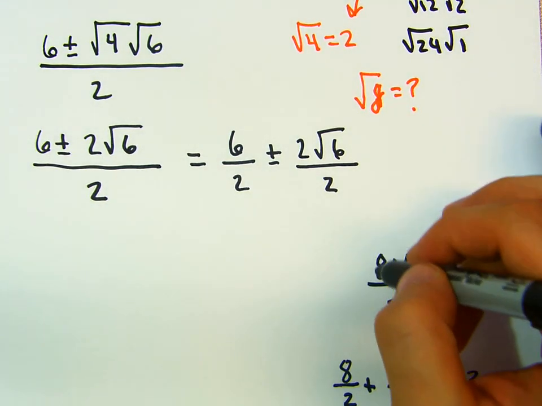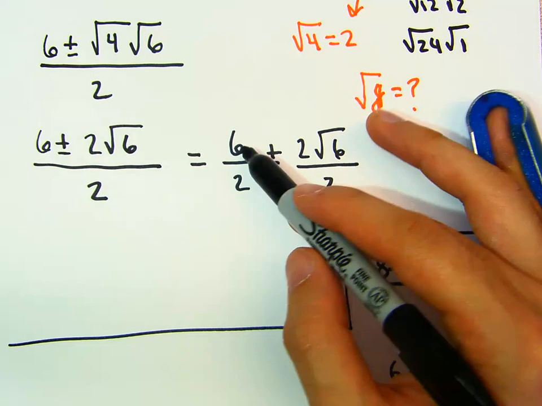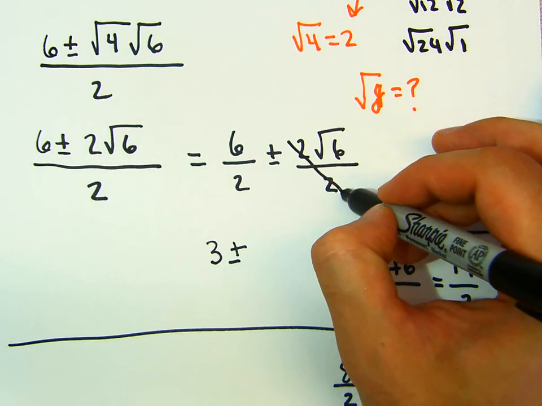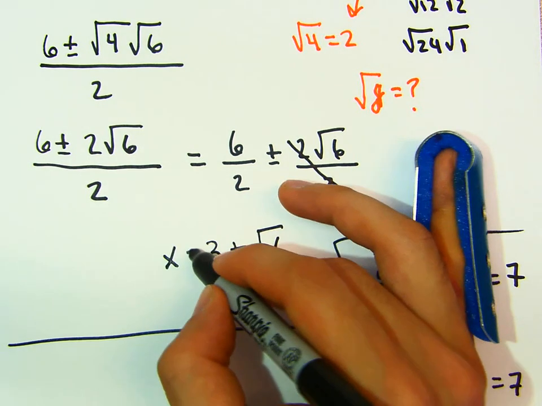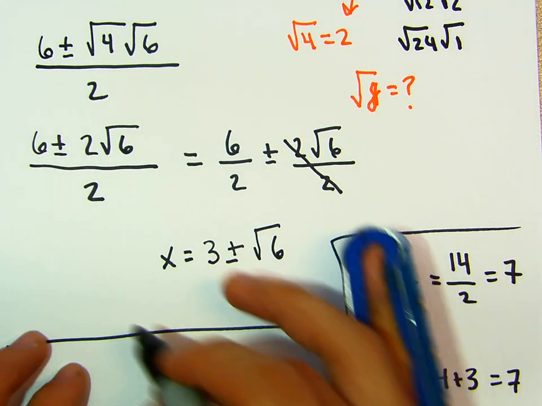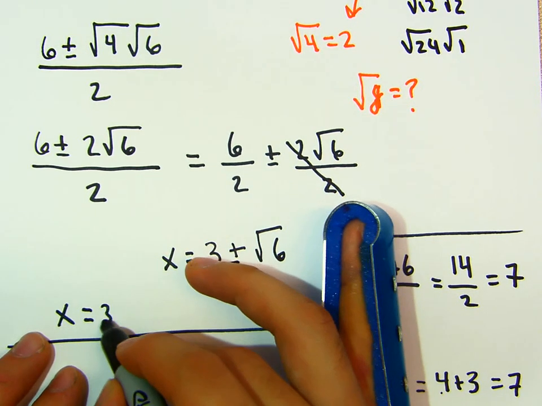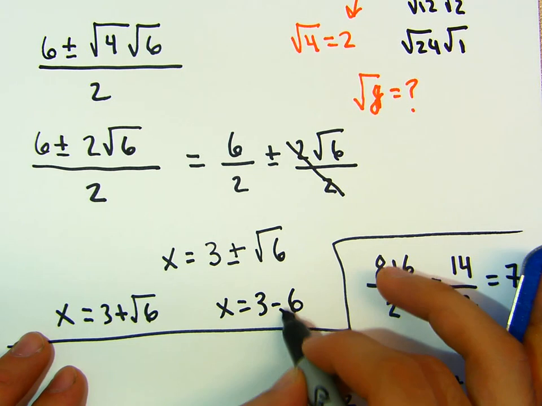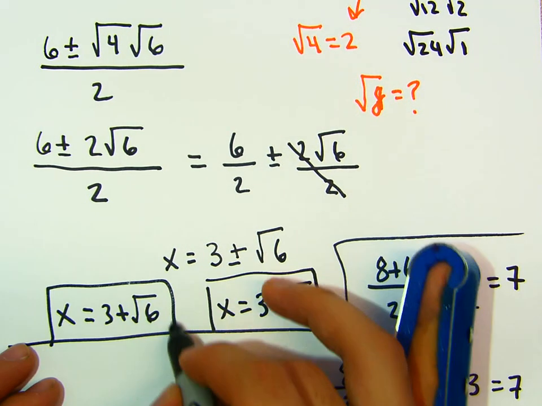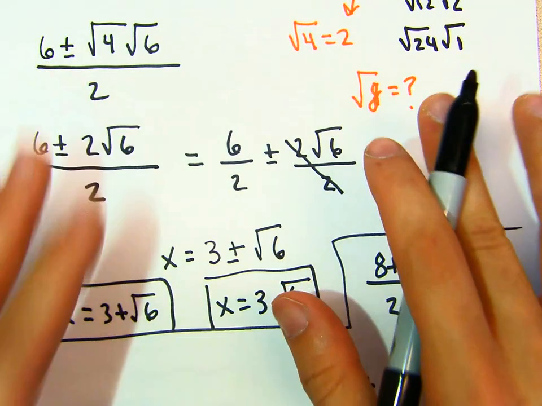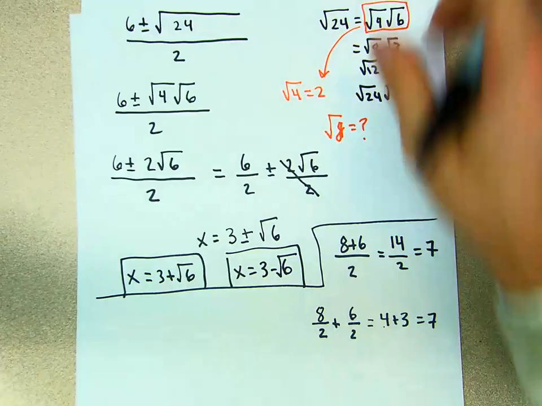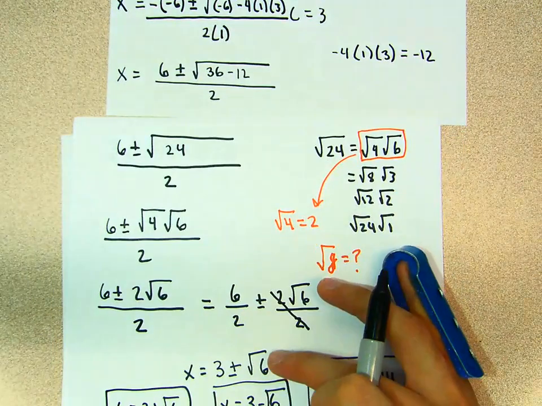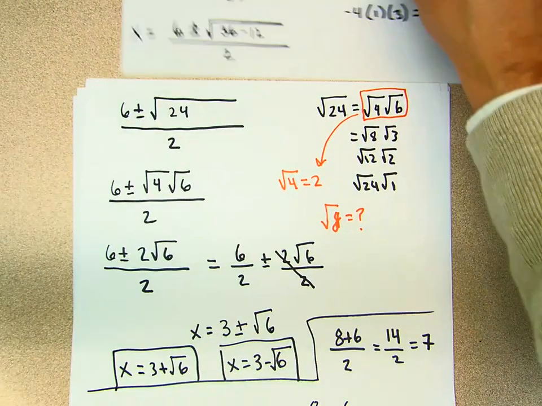Once we get to this point, we're almost done. What's 6 divided by 2? It's 3. This is plus or minus, and these 2s cancel out, leaving the square root of 6. And that's what x is equal to. So x is equal to 3 plus radical 6, or x is equal to 3 minus radical 6. And that's it. These take time. You need to practice these questions. It seems like a lot to do, like we literally went from here all the way to this. It takes time, but I will go with you step by step.